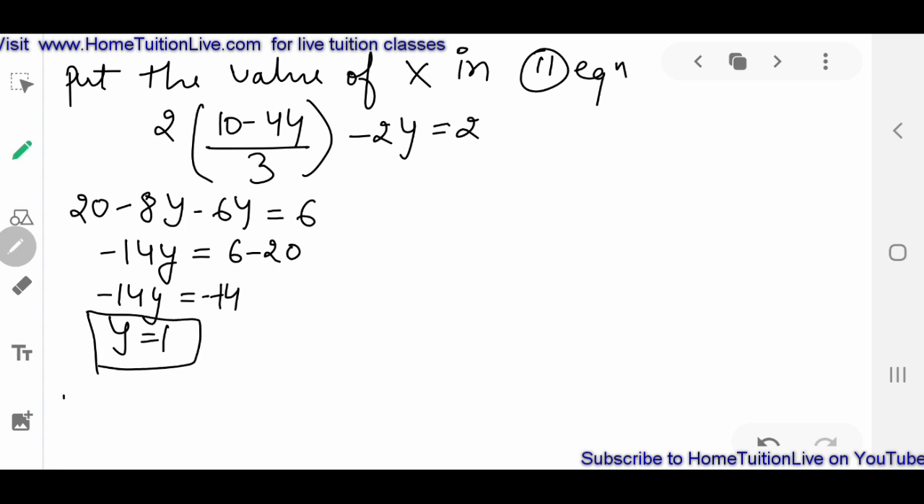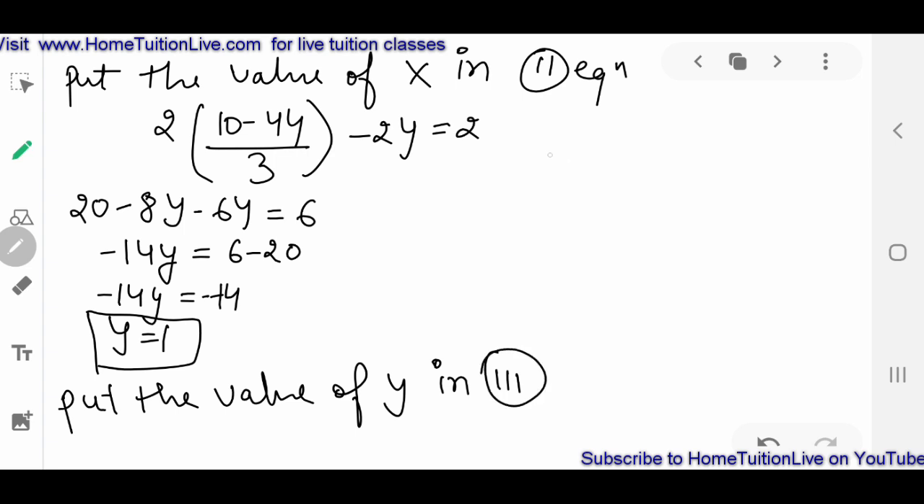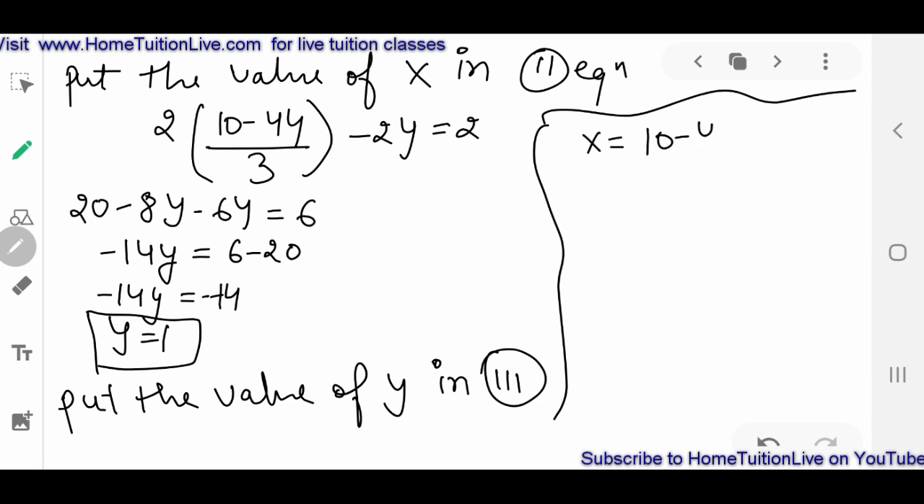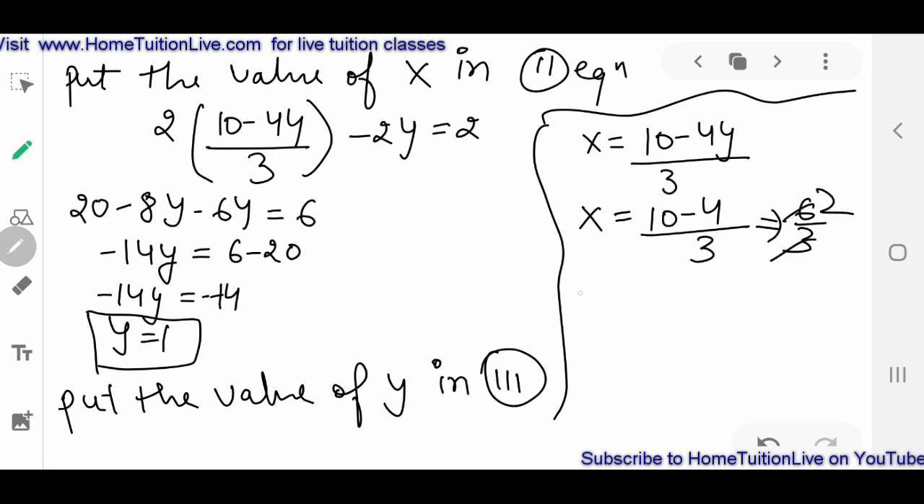Now put the value of y in the third equation. What is our third equation? x is equal to (10 minus 4y) divided by 3. So x is equal to (10 minus 4) divided by 3, that is 6 by 3, which is 2. So the x value is 2, and this is the y value.